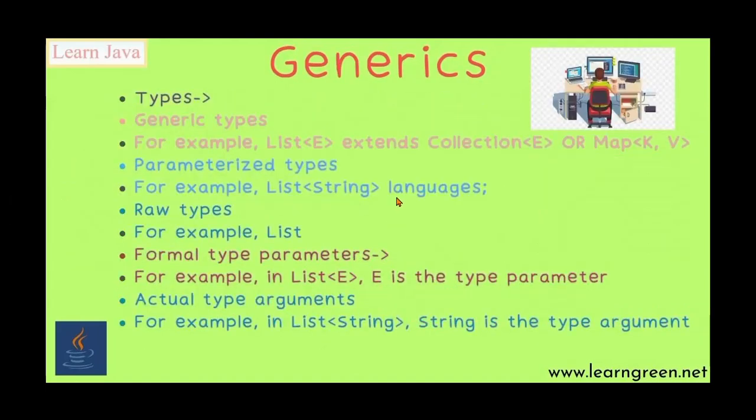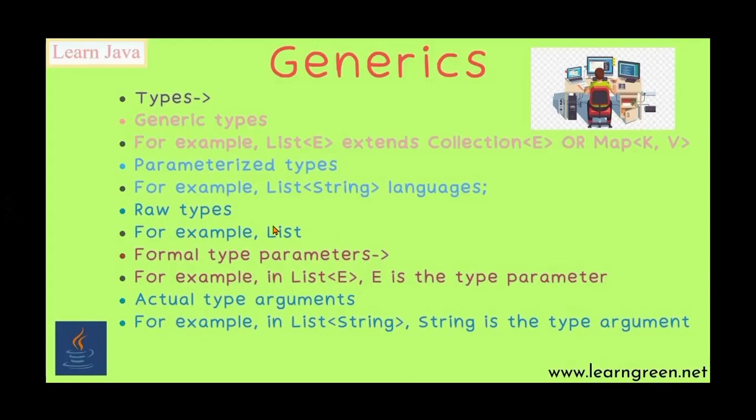Now friends, let's see what the types of generics are. The first type is generic type, for example List extends Collection, or Map with key and values. The next type is parameterized types, for example List of String, languages. This is a parameterized type.